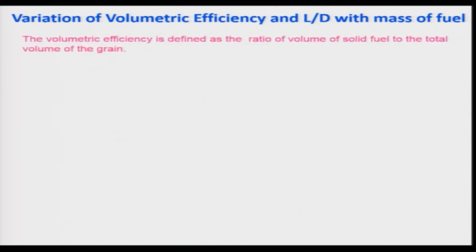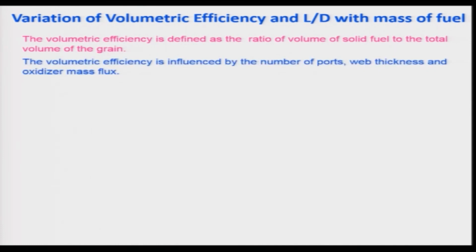Let us look at how this volumetric efficiency varies along with the L by D of the fuel grain, because volumetric efficiency is a very important parameter to judge the efficacy of the fuel grain. Volumetric efficiency is defined as the ratio of the volume of solid fuel to the volume of the grain at a particular instant of time. It is influenced by the number of ports, web thickness, and oxidizer mass flux.